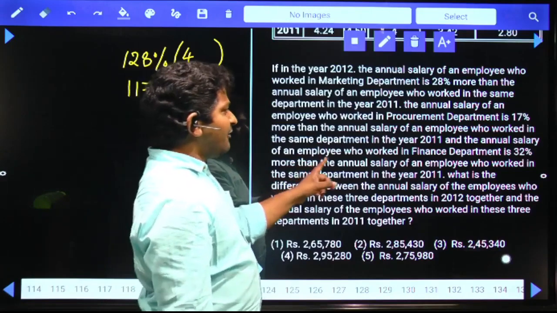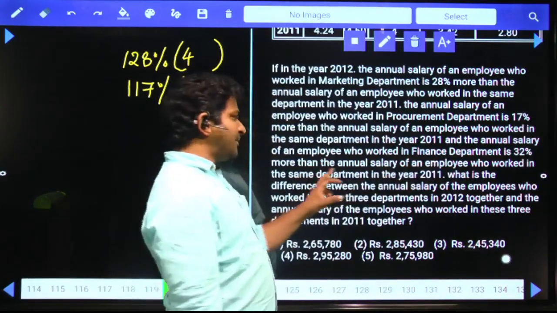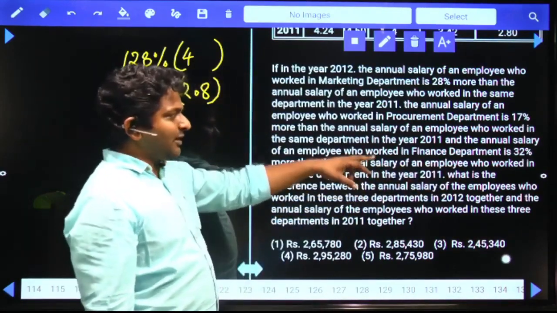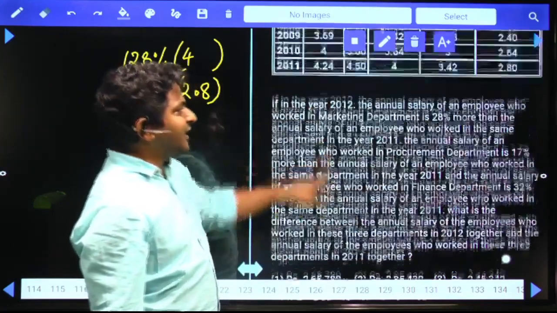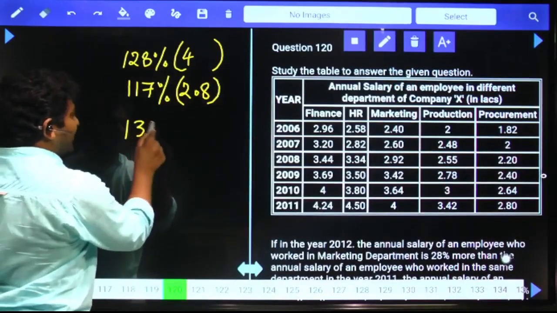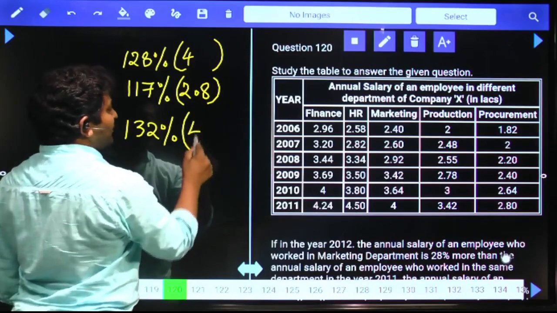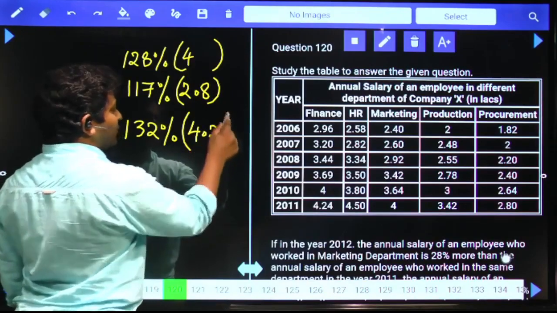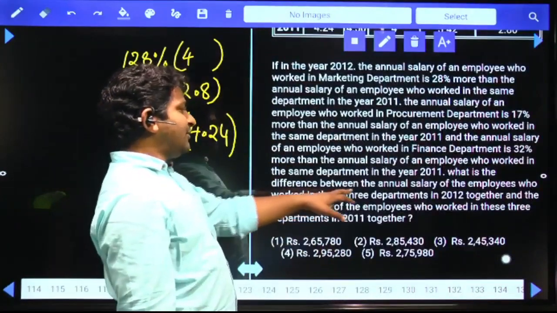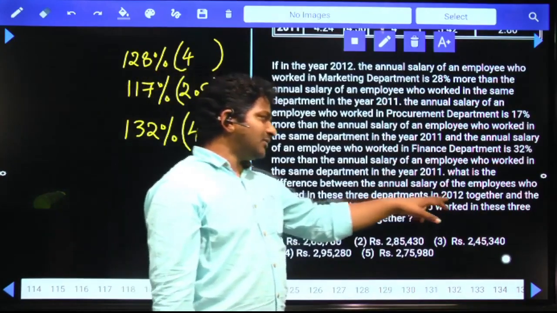The annual salary of an employee who worked in finance department is 32% more than annual salary of an employee who worked in the same department in 2011. 32% more in finance department. That is equal to 132% of the finance department value, 4.24.